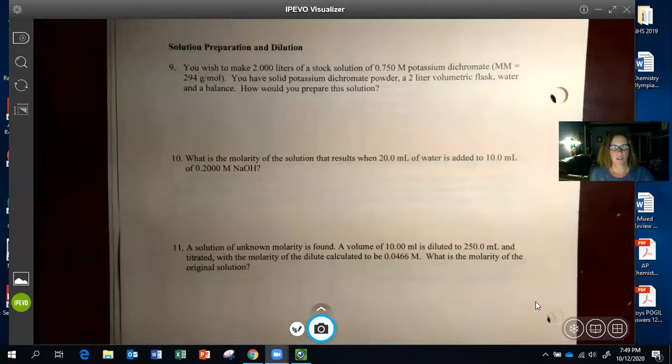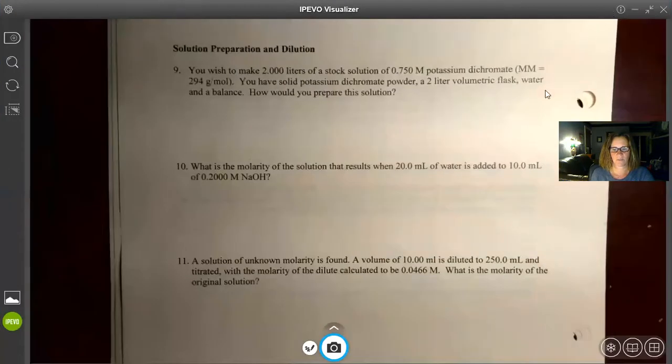So the first thing we're going to talk about is how to make up a solution. We want to make 2 liters of a stock solution of 0.750 molar potassium dichromate. We have solid potassium dichromate powder, a 2-liter volumetric flask, water, and a balance. How would you prepare this solution?